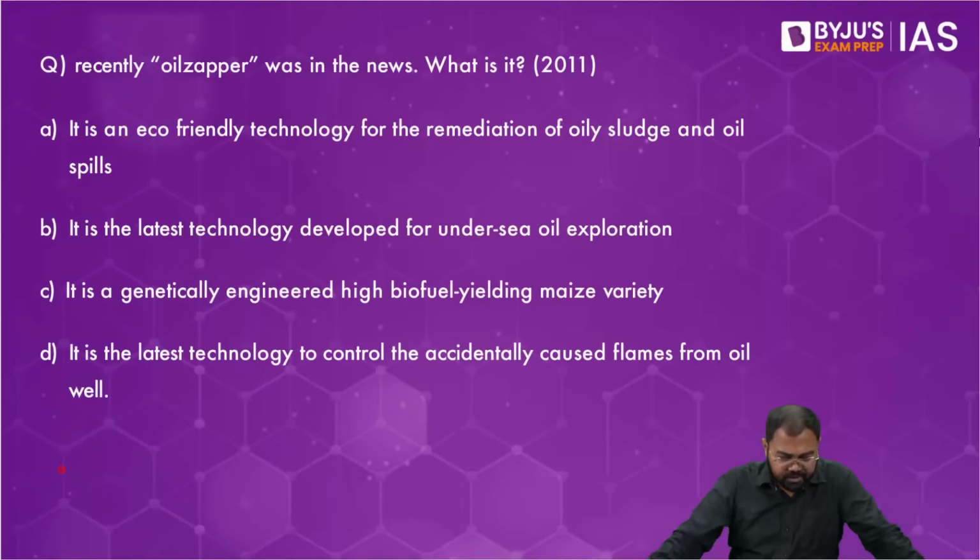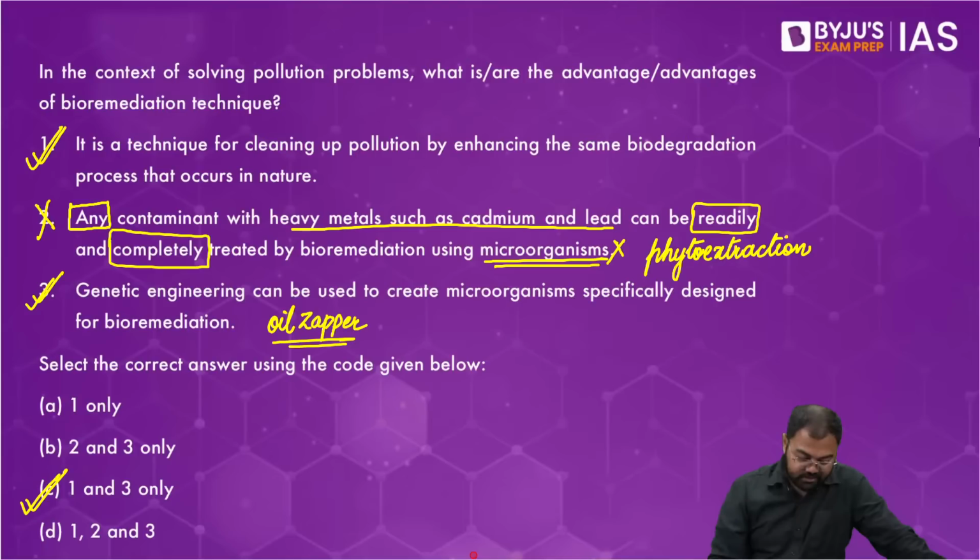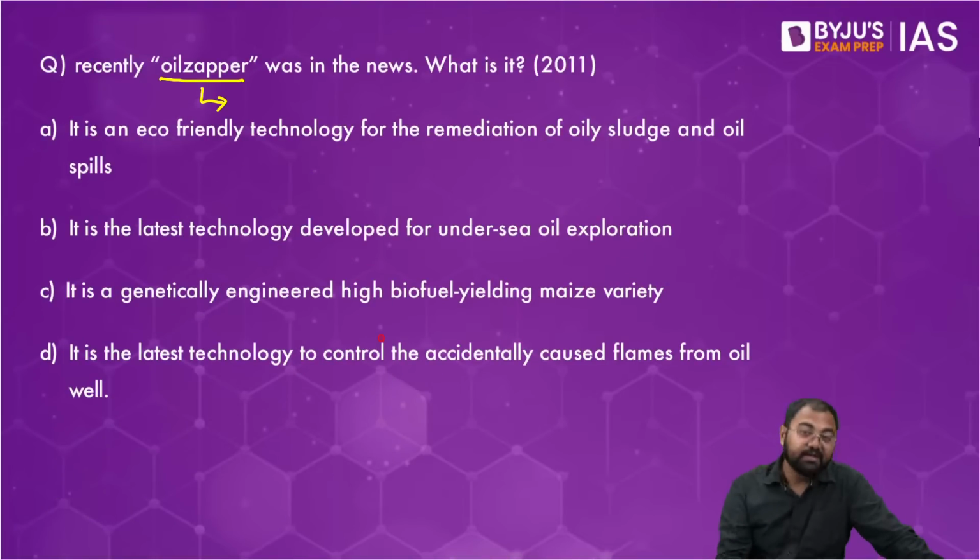Another question, a very simple one. You've read it? Yes. The oil zapper was in the news. What is it? First statement says it is an eco-friendly technique for remediation of oily sludge and oil spills. Precisely what we just discussed, that oil zapper is a formulation of five different bacteria used against oil spills. Correct.